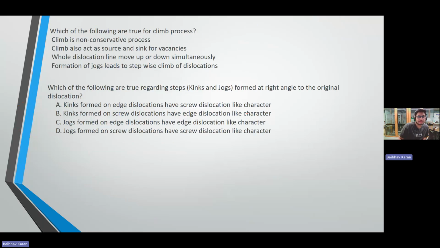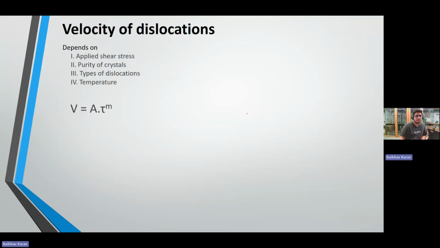Then we defined the kink and jog formation in case of dislocations. So we defined it in a very large, wide scope. Then what is true for a climb process? Fine. Then, as we said, there is a motion of dislocations. That means there is a velocity of dislocations too. And this velocity is given by a tau to the power m, where a is a constant.